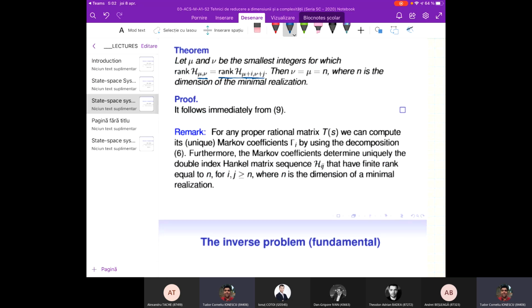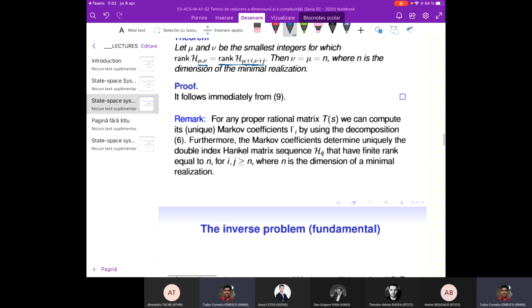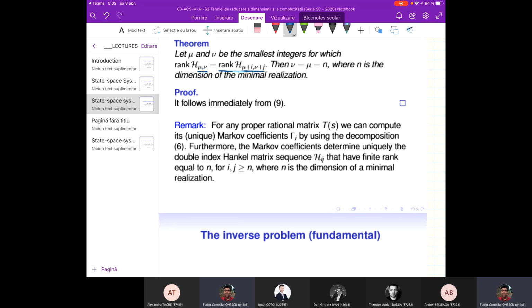Furthermore, the Markov coefficients determine uniquely the double index Hankel matrix sequence Hij that have finite rank equal to n for ij, where n is the dimension of a minimal realization. Okay, so we have Markov coefficients, Hankel matrices. These are the keys to determine a minimal realization.